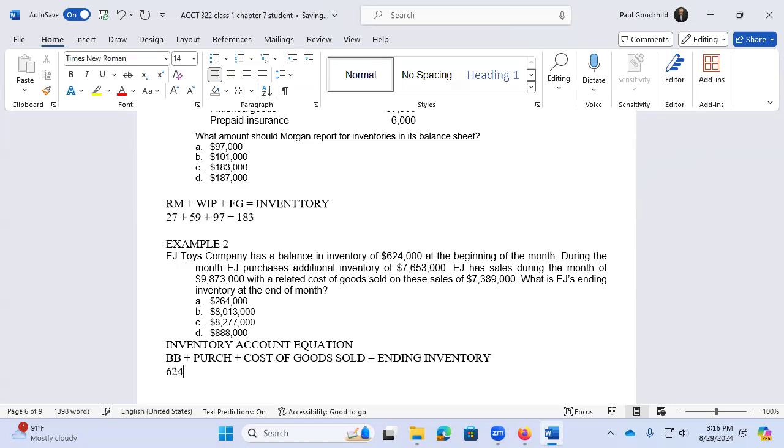Okay, so here we fill this in, 624. 7,653. Sorry, this should be minus. Minus your cost of goods sold, 7,389. So we do that math, and hopefully it comes up to 888,000. I almost, on tests, almost never type the zeros in. If you're using this, I will shorten it.